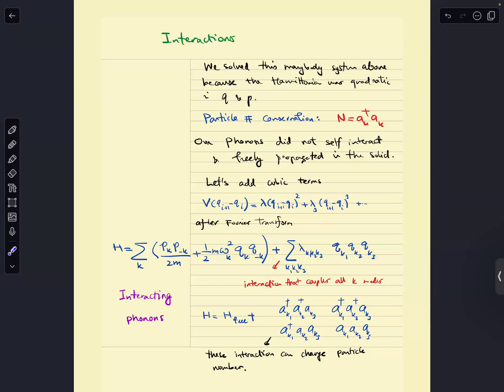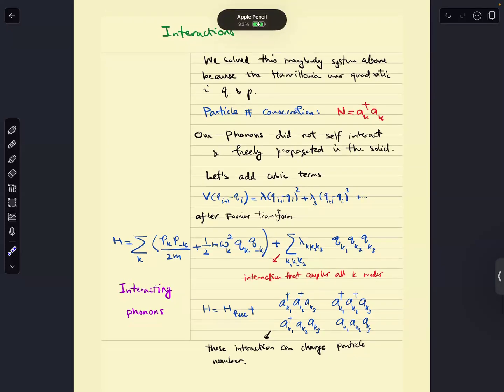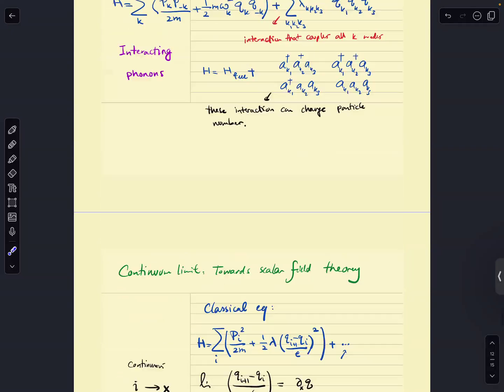So once you include the interaction in this simple model, particle number is no longer conserved and phonons can interact. All of this is encoded in this initial model, right? But the structure is all low energy emergent. The low energy physics, when we kept only the quadratic term, showed this mode propagating freely and not self-interacting. The phonon number was conserved, but in the presence of interactions, it wasn't conserved. Good.